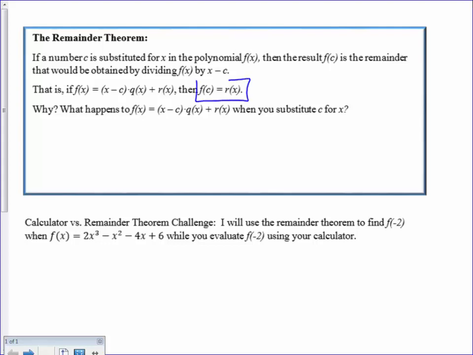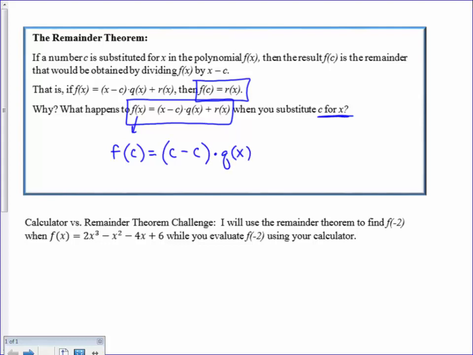This would be the part that we need to make sure that we understand. Why? What would happen if I take this equation and I substitute c for x? Well, if I substituted c for x, I would have f of c equals, remember that I'm dividing by x minus c, but if I substitute c for x, I'd have c minus c times whatever the quotient is, plus whatever the remainder is. Well, what happens right here?